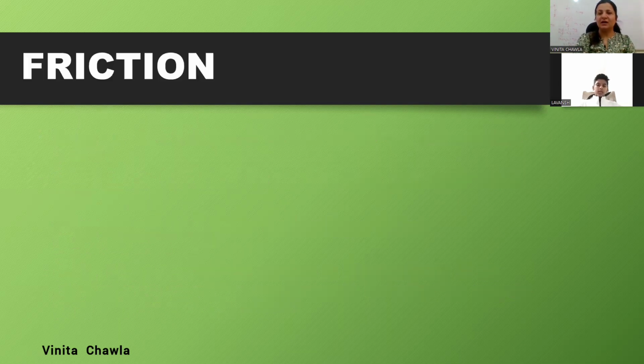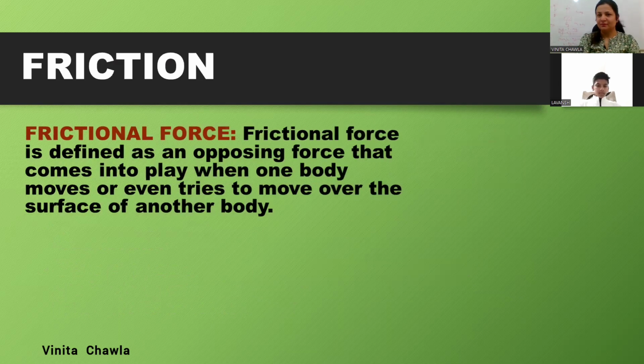When two surfaces are in contact with each other, their irregularities get interlocked, and due to the interlocking of irregularities, frictional force arises. So frictional force is defined as an opposing force. Opposing force means it always opposes the direction of motion. If the object is moving in this direction, then frictional force will act in the opposite direction.